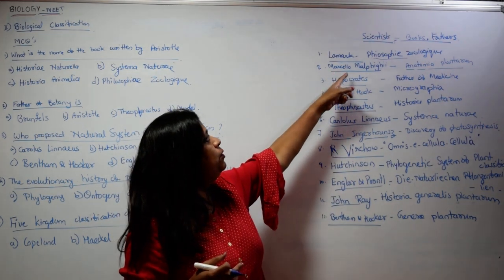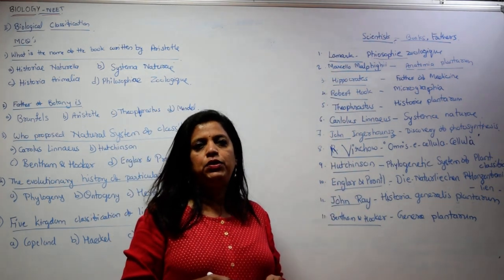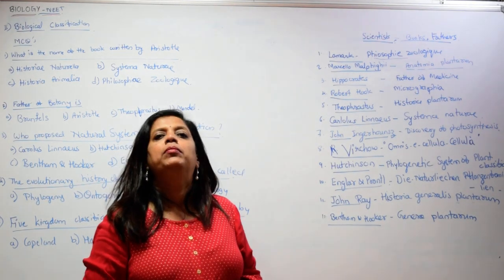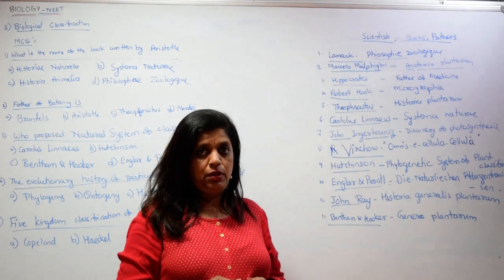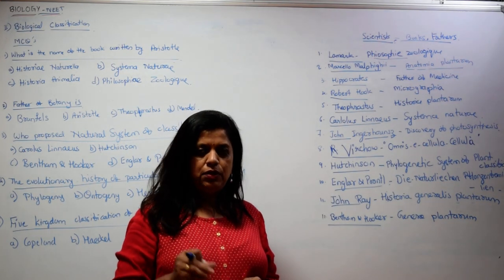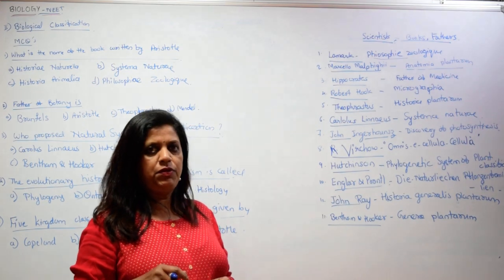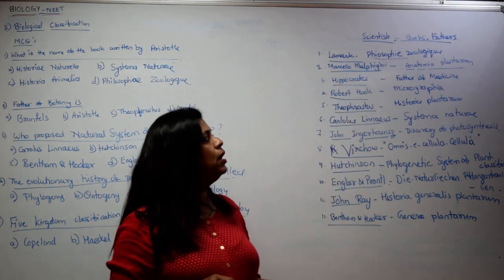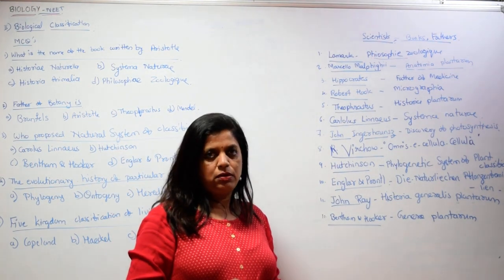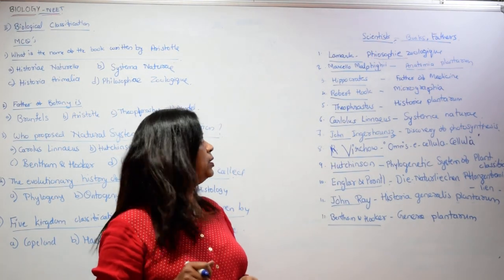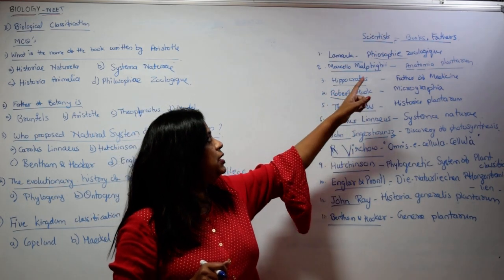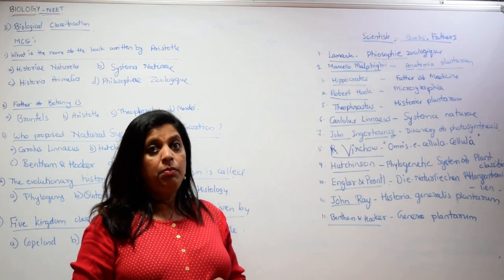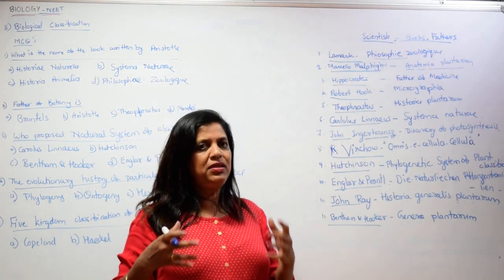Then comes Marcello Malpighi. You know very well his name, because he discovered the Malpighian corpuscle, or Malpighian structure. Marcello Malpighi wrote a book called Anatomia Plantarum. Then comes Hippocrates. Just now I told you he was named the father of medicine. He gave all the basic things in medicine.